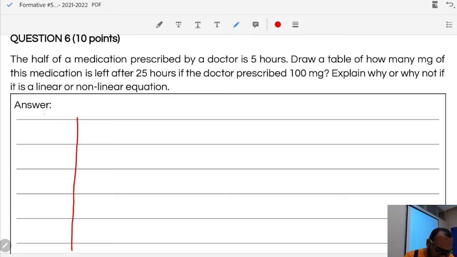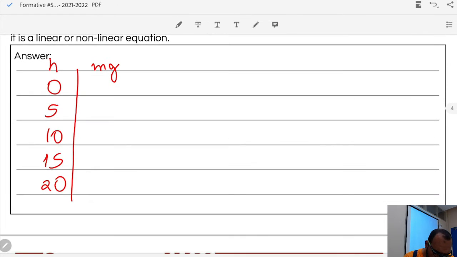The first column here is hours. The second one is the milligrams. Notice it is each 5 hours. Okay, we start with 0: 0, 5, 10, 15, 20. Oops, I need more: 25. Guys, at 0 hours, right now, the doctor gave me the bottle. What is left over there? 100 milligrams.